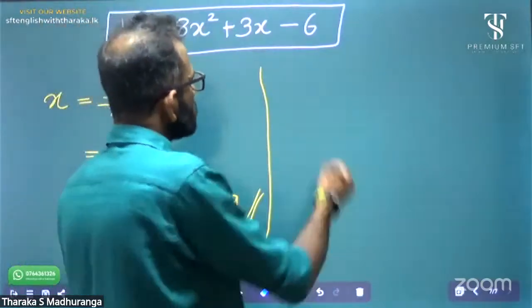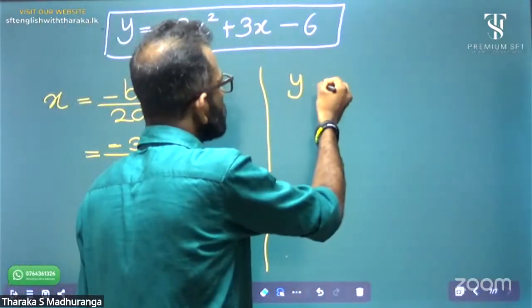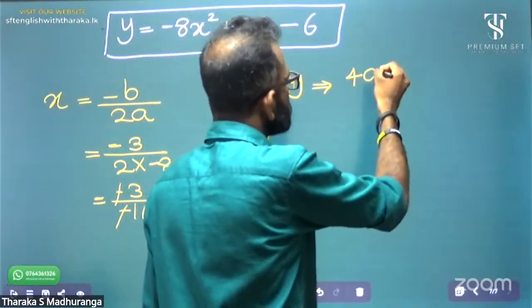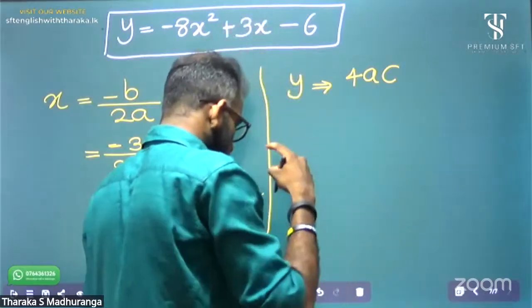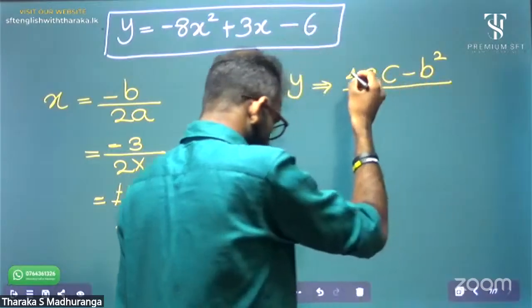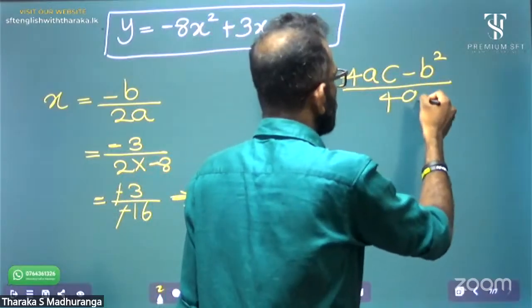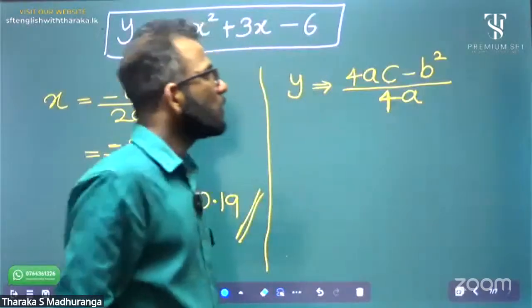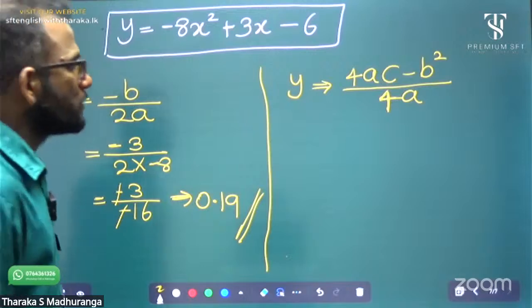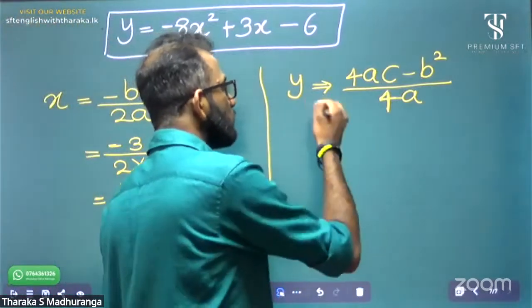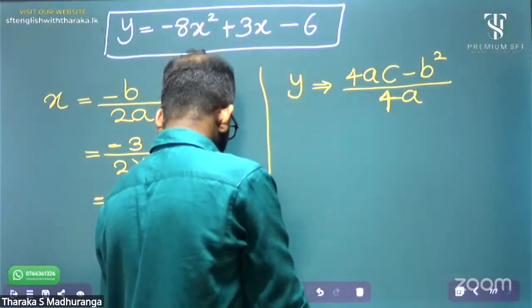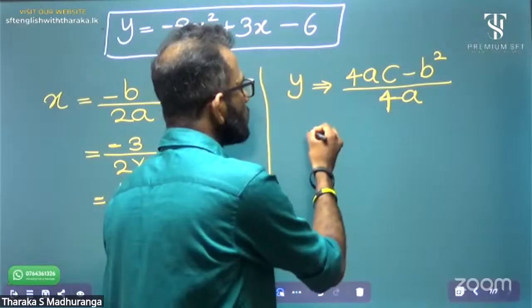This is the equation. The y coordinate of the turning point you can calculate by 4ac minus b squared over 4a. Remember the equation. Now you can directly get the value of the y coordinate of the turning point.